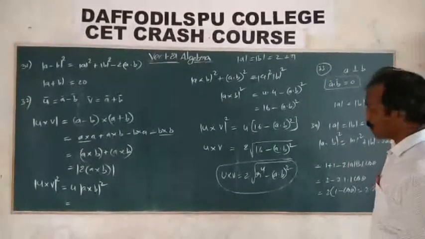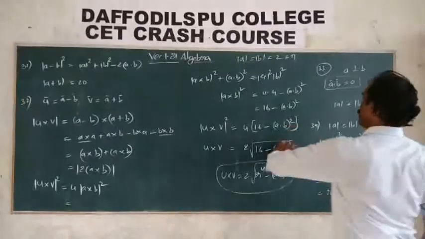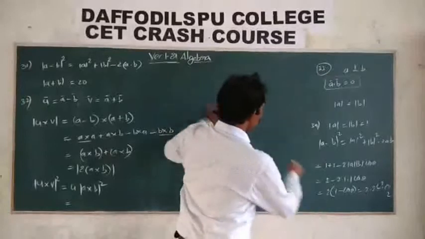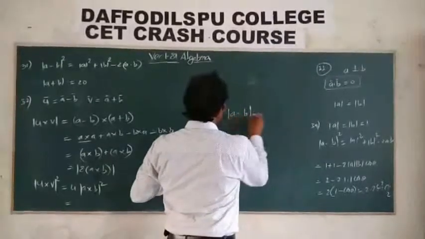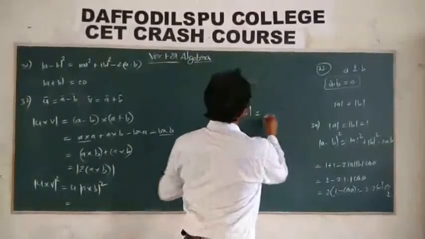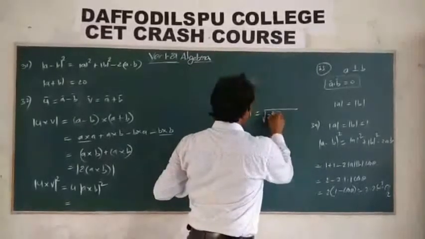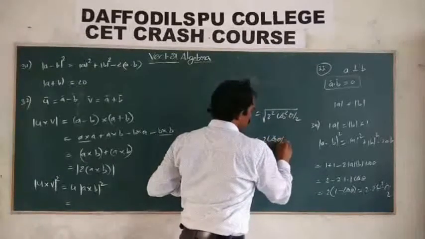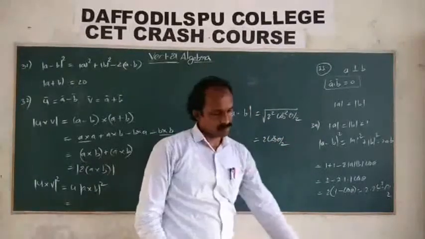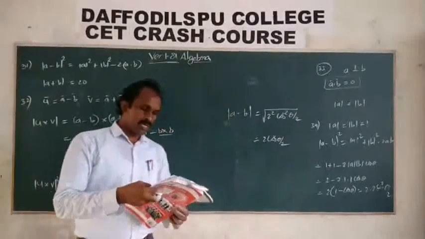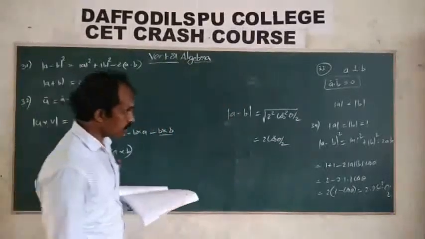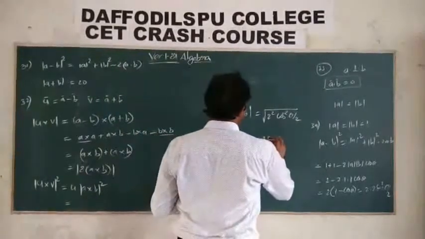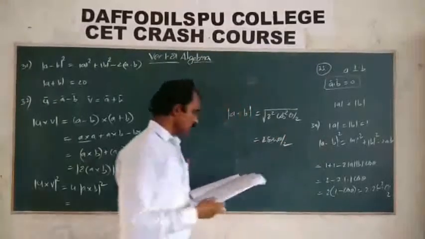But they ask for modulus of a minus b. So modulus of a minus b is the square root of 2 square sin square theta by 2. This value is equal to 2 sin theta by 2, which is the answer. Sorry, the second option is correct: 2 sin theta by 2.